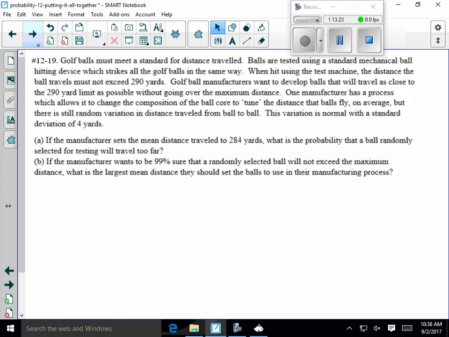One manufacturer has a process that allows it to change the composition of the core of the ball to tune the distance that the balls fly on average, but there's still random variation in the distance traveled from ball to ball. The variation is normal with a standard deviation of 4 yards. If the manufacturer sets the mean distance to 284, what's the probability that a ball will go too far? And if we want to be 99% sure that we're not going to go over the limit, then what would we have to do to set the ball? Okay, so pause this and give this a try.